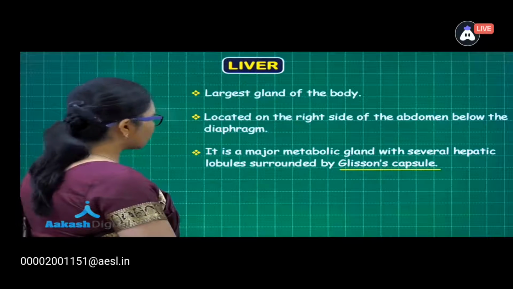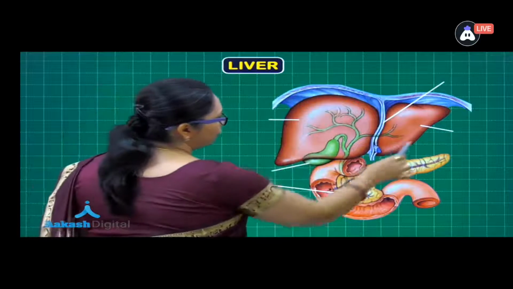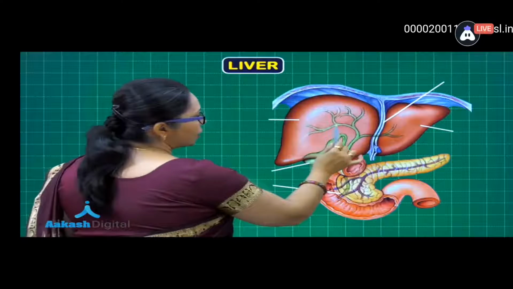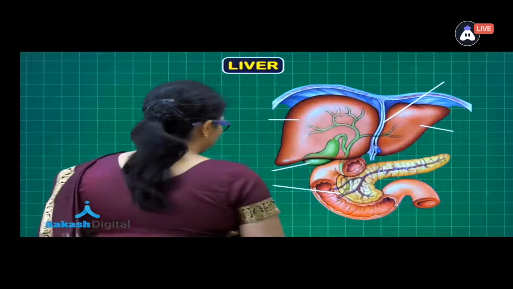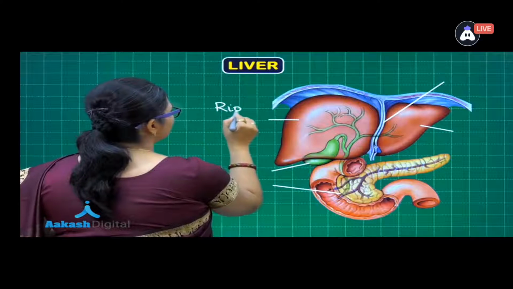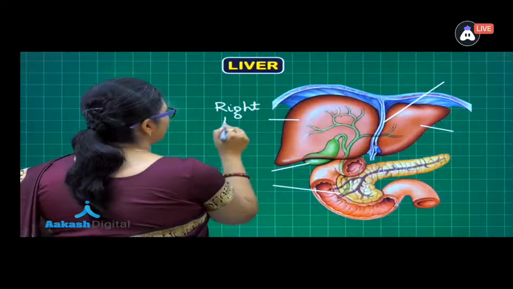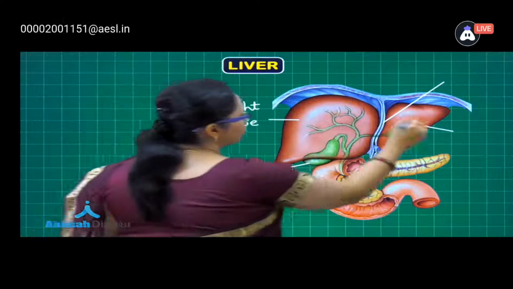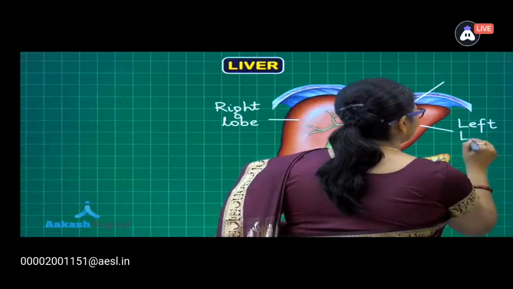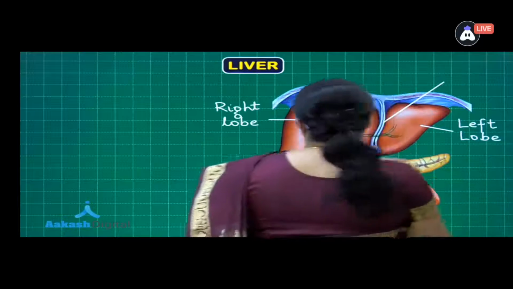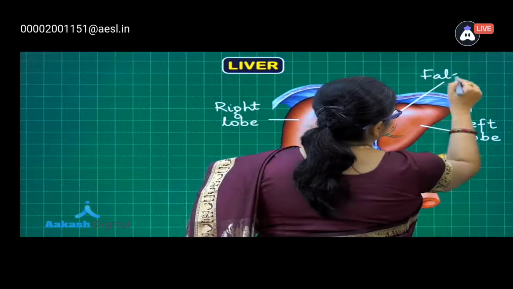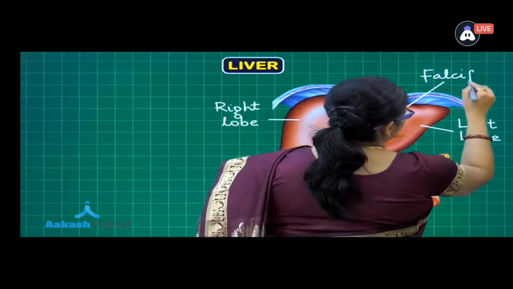Now if we see the structure of the liver, we can see how the liver appears, and it is just underneath the diaphragm. This is the diaphragm, and as we can see, the liver has two lobes. This larger lobe here is the right lobe, and this smaller one is the left lobe. And these two lobes are joined by a ligament, and that is named falciform ligament.